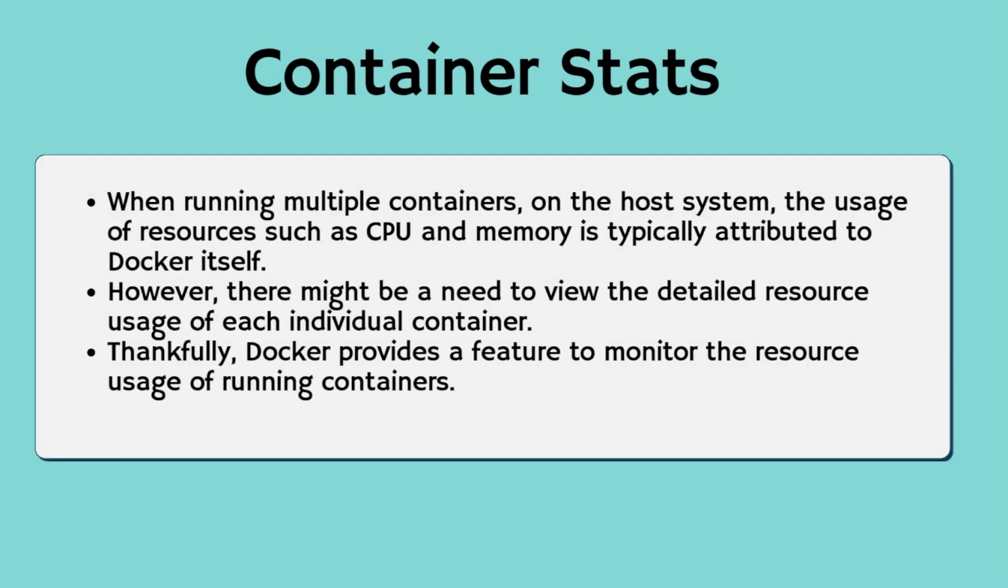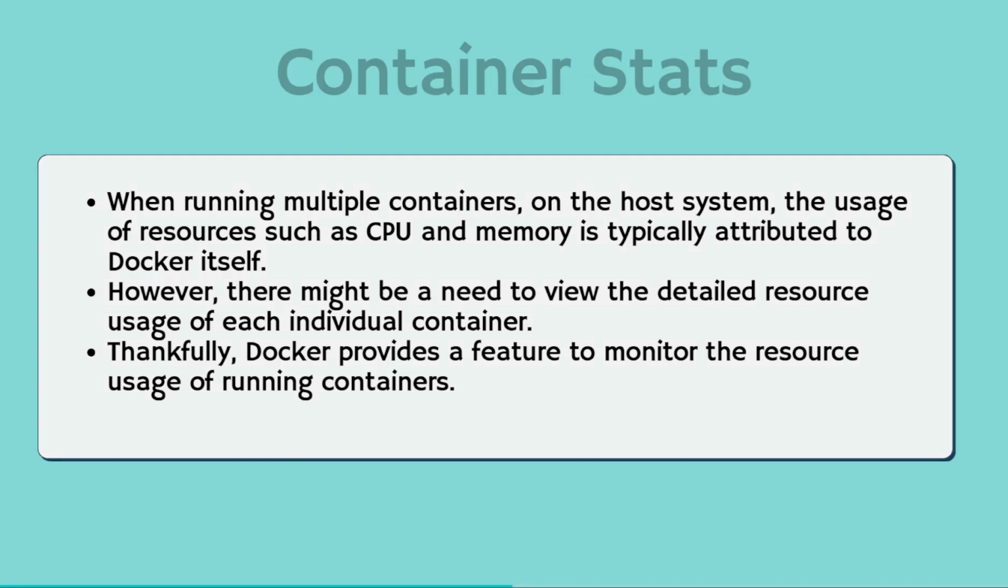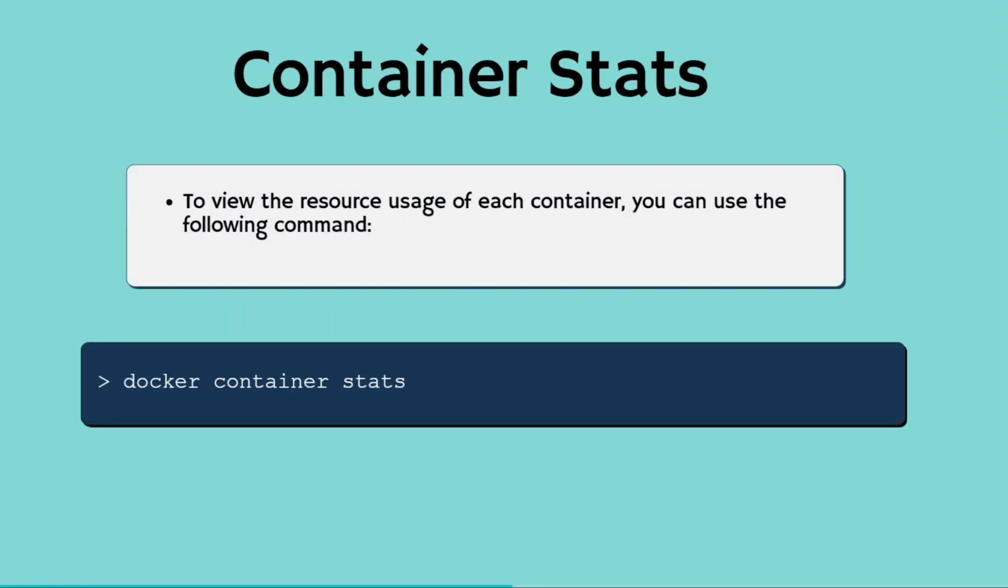When running multiple containers on the host system, the usage of resources such as CPU and memory is typically attributed to Docker itself. However, there might be a need to view the detailed resource usage of each individual container. Thankfully, Docker provides a feature to monitor the resource usage of running containers. To view the resource usage of each container, you can use the following command, docker container stats.